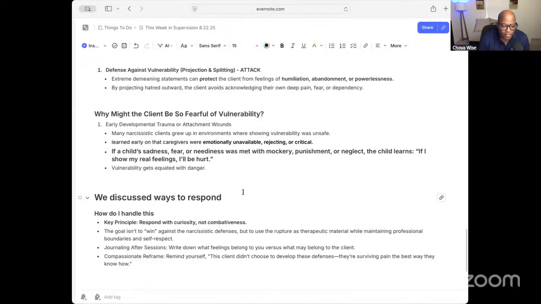When you are the therapist, you've got to remember that the goal is not to win against the narcissist's defenses. Be careful with that one because they like to get the last laugh. Sometimes you got to make them feel like they're winning, but use the rupture as therapeutic material while maintaining professional boundaries and self-respect. Sometimes you need to journal what you're experiencing if you're starting to feel countertransference. Something we talked about is leveling the nervous system and breathing out. If you can't breathe in front of the client, you need to, because when we get upset, our breath starts to get short.